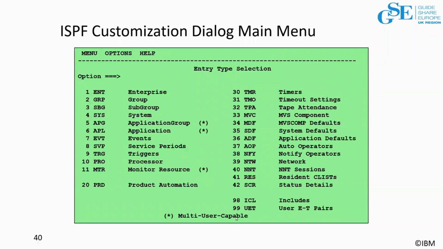So that's the main menu. So you can see there's all sorts of things you can define. You can define your systems, your sysplexes, your application groups, your applications, all your processors for the ProcOps function. You can define monitor resources for checking the health of applications. You can set timers for performing regular actions like purging output from spool, for example, and so on and so forth. So again, if you ever get to work with system automation, this menu will be your friend.